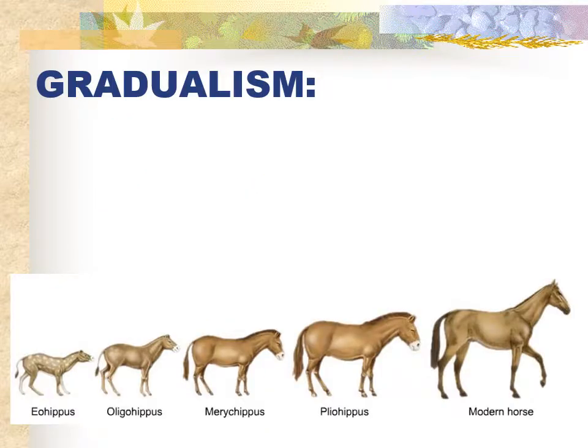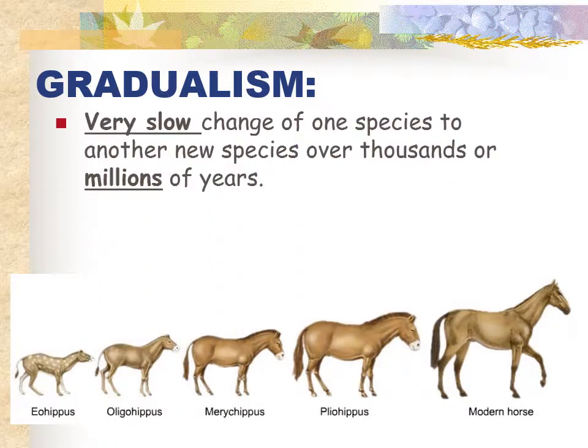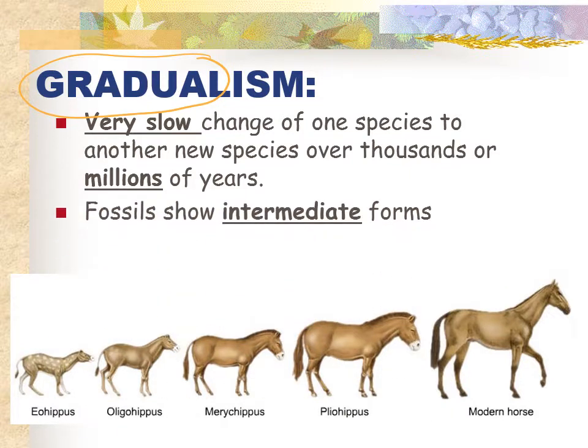The first way we're going to talk about is gradualism. So gradualism, if you know what gradual means, it means very slow. It is the very slow change of one species to another new species over thousands or millions of years. So it's named because of the pace. It's very slow. The other feature about this is that you see in the fossil record intermediate forms of the species. That means in-between stages.